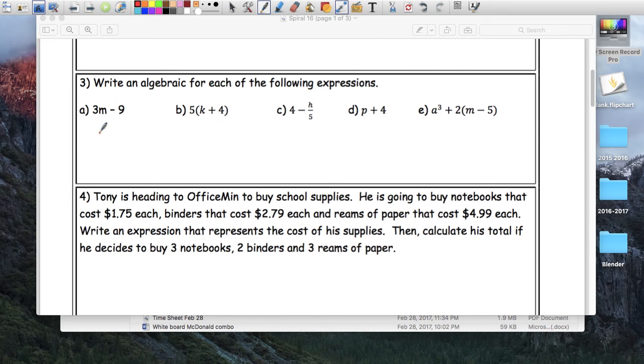B, you can say 5 times, what are you multiplying 5 times? Just k? No, you're multiplying 5 times the addition of k plus 4, or 5 times the sum of a number that we don't know, represented by k, and 4. So 5 times, parentheses, the sum of a number and 4, and that's what we have in letter B.